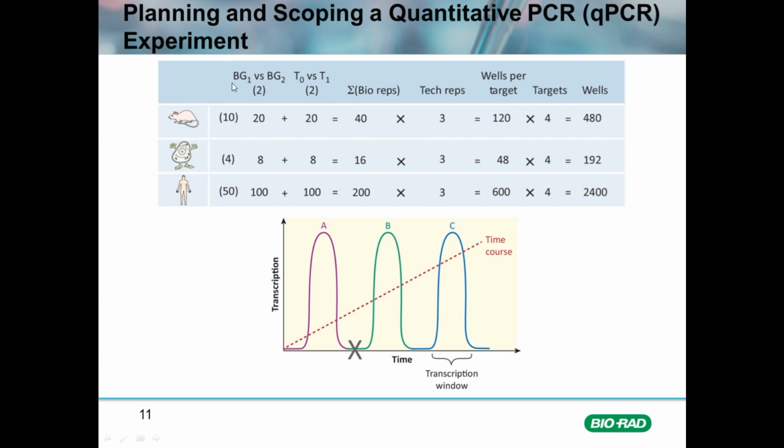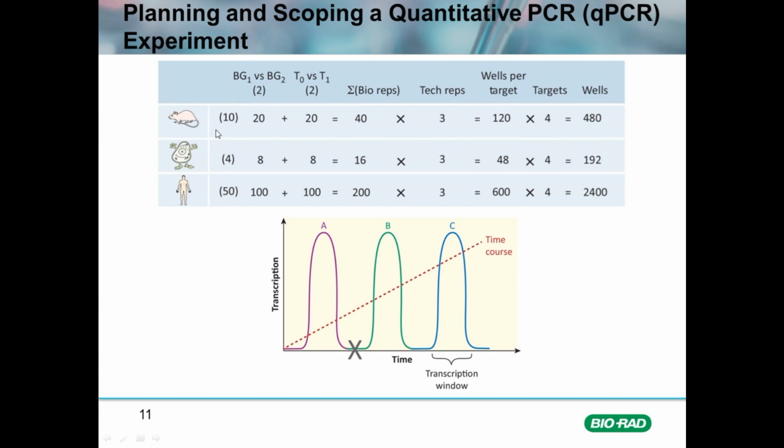Of interest to note down are the biological groups that will be tested in the experiment. So BG1 stands for biological group 1 versus biological group 2, BG2, which could be the control and treatment groups. An experiment may be multidimensional, which could involve not just biological treatment groups, but also time points, T0 versus T1, for example.